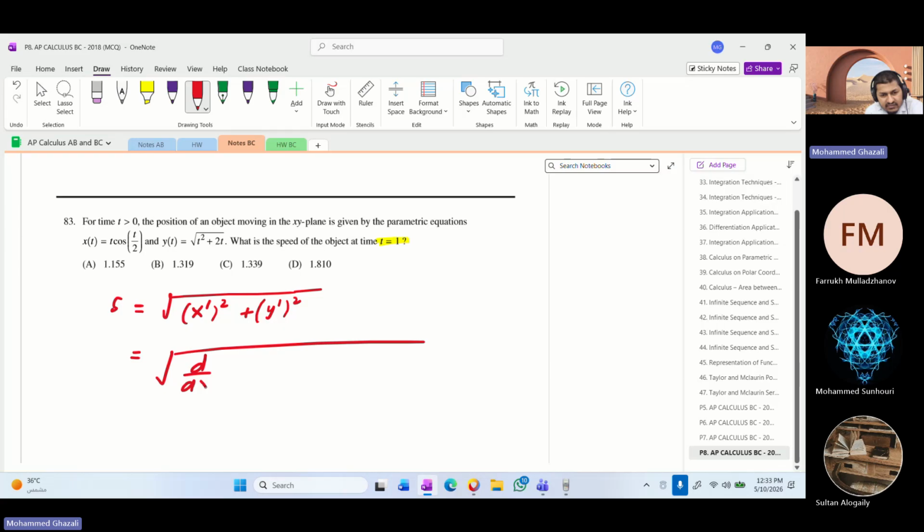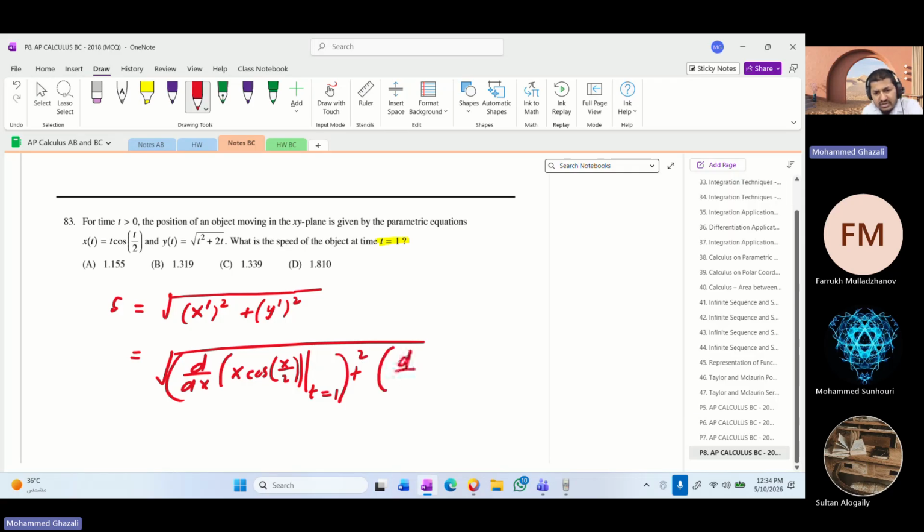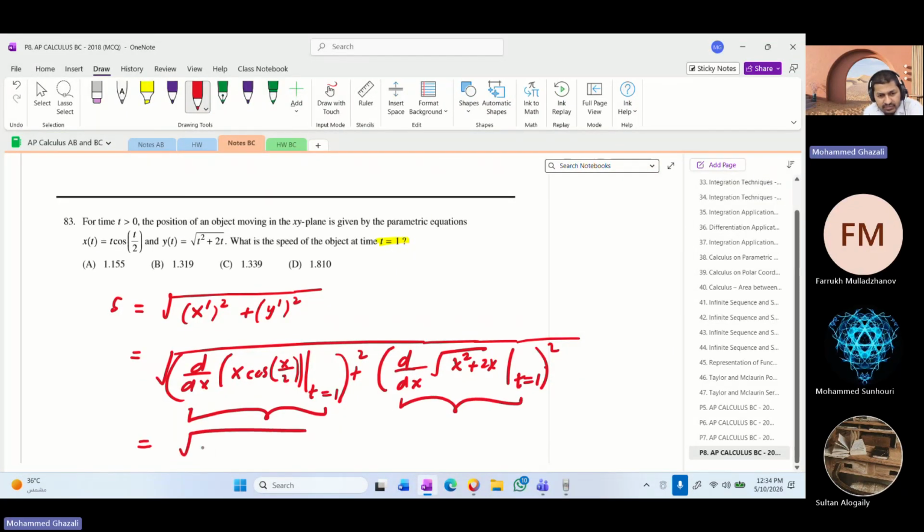So you're going to say ddx of, change this to x function, x cos x over 2. No need to differentiate, at t equals 1 plus, how are you going to square this? You put another bracket and square it, and put another bracket ddx if you don't want to differentiate this. The square root of x squared plus 2x evaluated at t equals 1, and square this. I suggest find this answer and this answer first, and then the square root of a squared plus b squared.